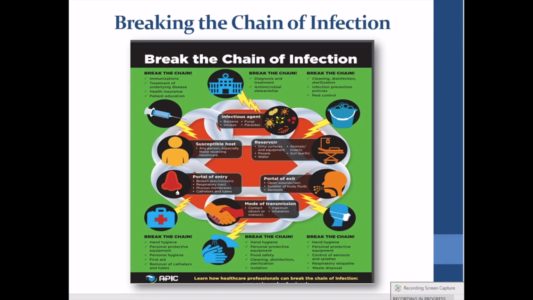This infographic provides information on how to break the cycle of infectious disease transmission. For example, to prevent an infectious disease agent from getting into the body, one would need to be up to date with their vaccines or vaccinations, cover their coughs and sneezes, and stay home when they are sick.